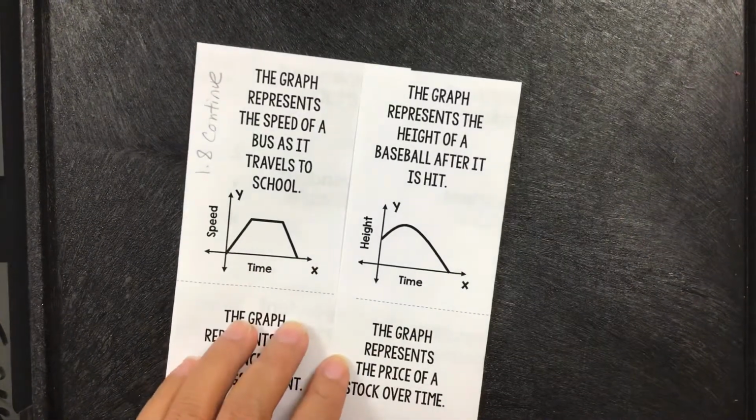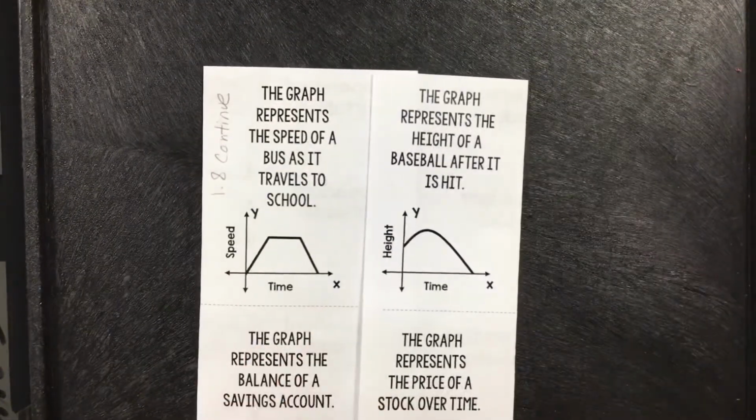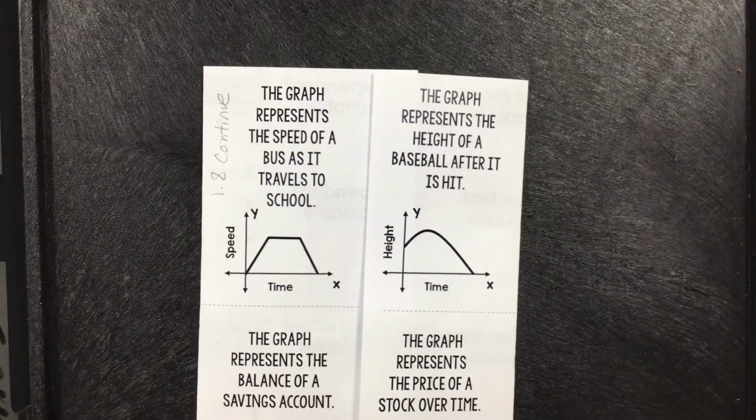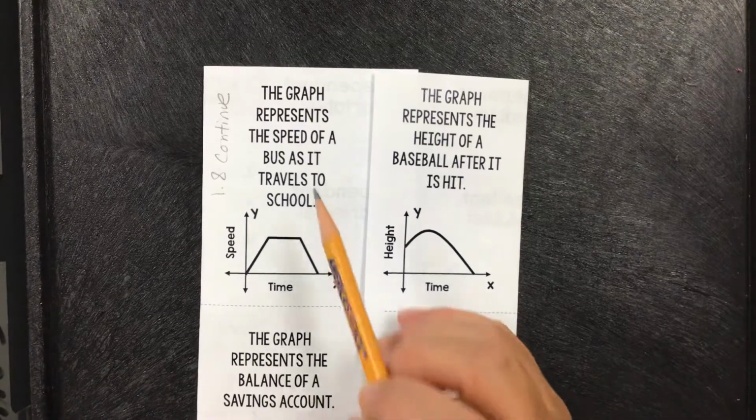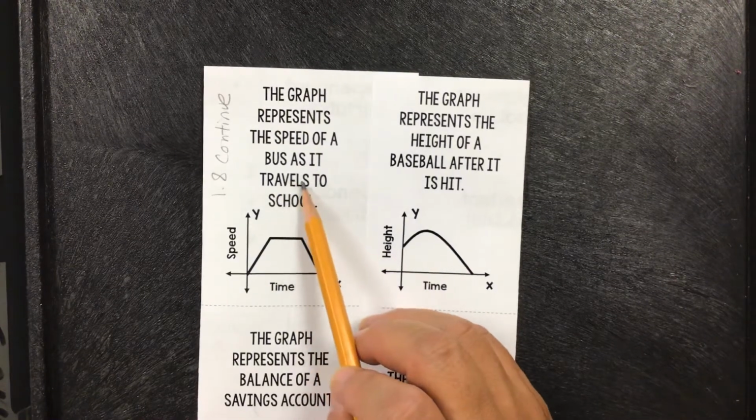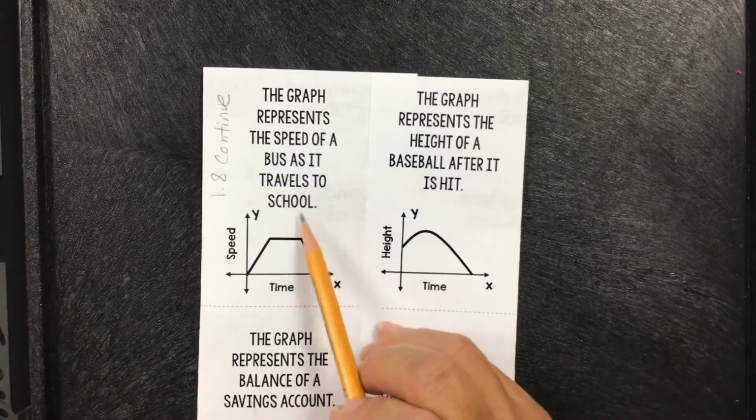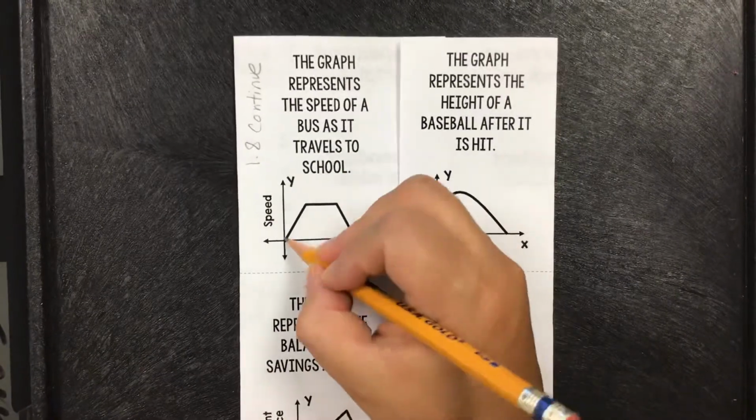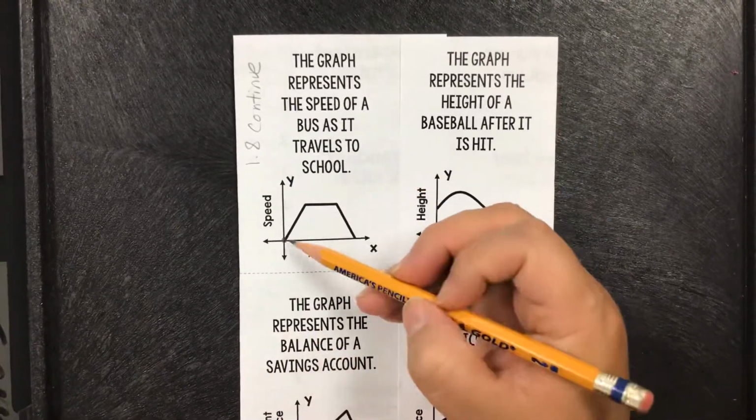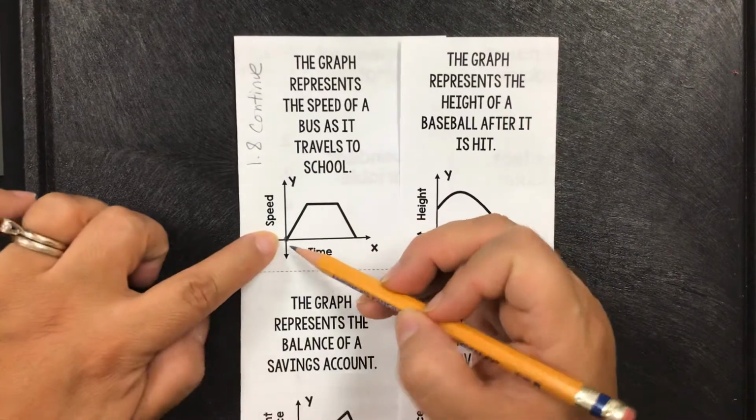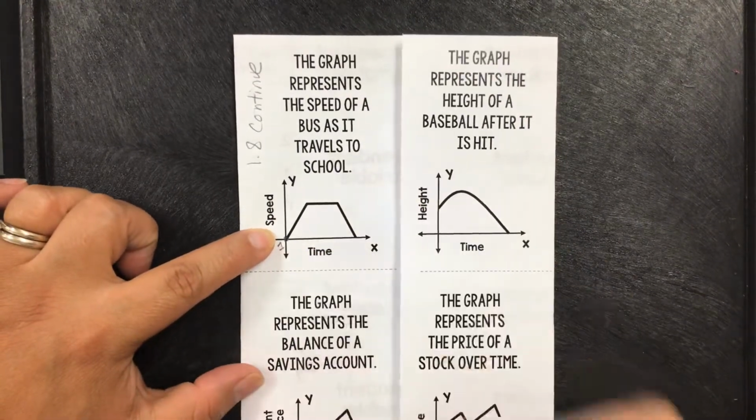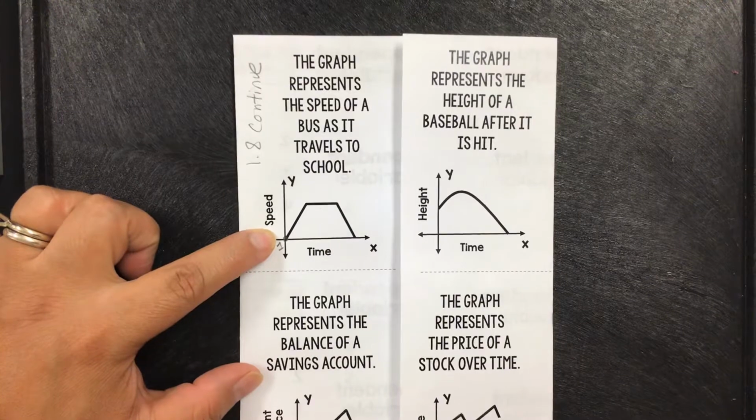Interpreting graphs. So what we looked at last time is that those were specific values. Now we're trying to see in general what's happening. The graph represents the speed of a bus as it travels to school. So here's the bus and it starts right here. And we're looking at speed. So this is at a stop. But I'm going to put number 1 because that's where we're going to start.